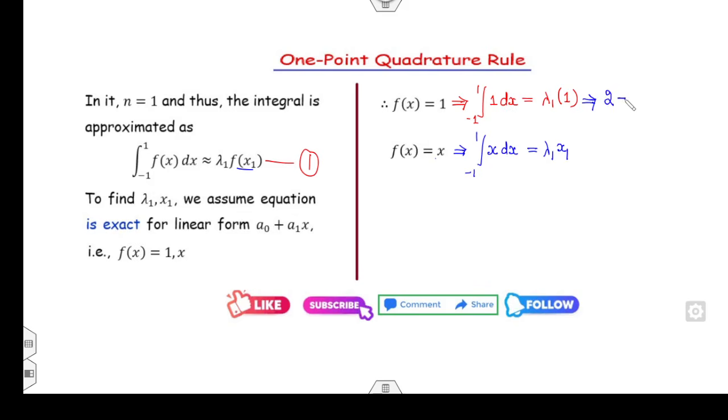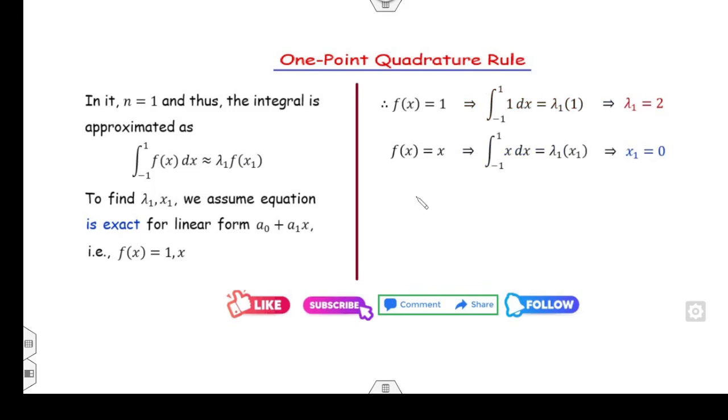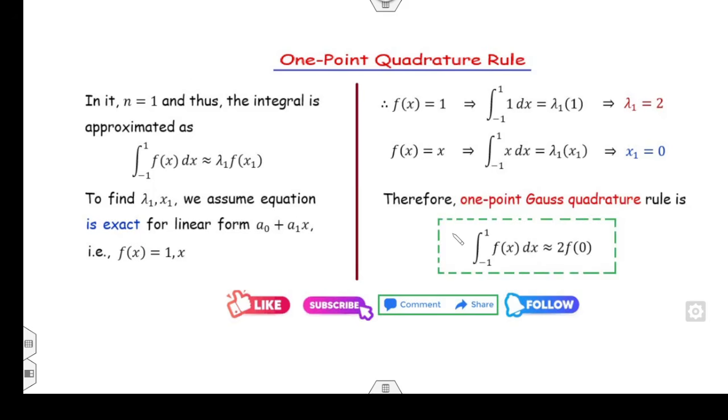Now you can solve this. The left hand side integration is 2, equal to lambda 1. For the second, x square by 2 gives 1 by 2 minus 1 by 2, which is 0, equal to lambda 1 into x1. So this implies lambda 1 is 2, and lambda 1 x1 is 0. Since lambda 1 is 2, this implies x1 is 0. So as I told you, x1 is 0. Therefore, I can substitute both the values in equation number 1. You will get the 1 point Gauss quadrature formula as twice f of 0.